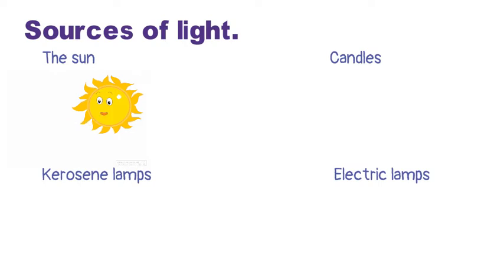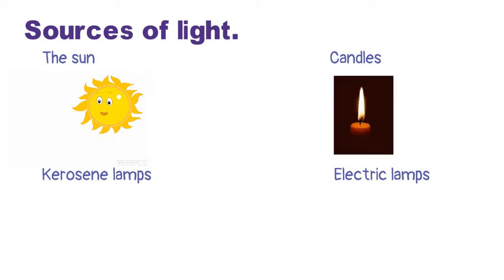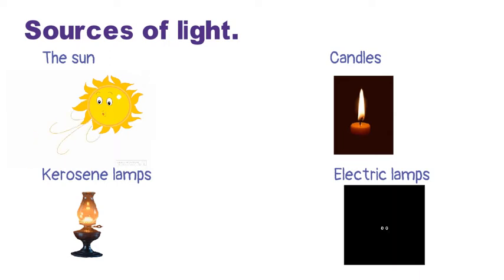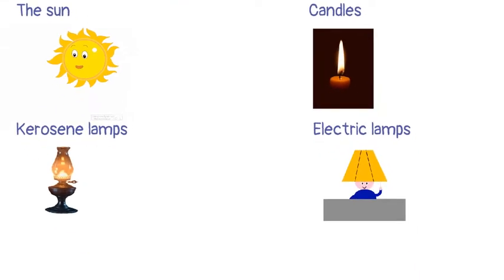The natural source of light is the sun. The sun is a natural source of light. Also the artificial sources of light are like the candle, the kerosene lamp, and electric lamps.